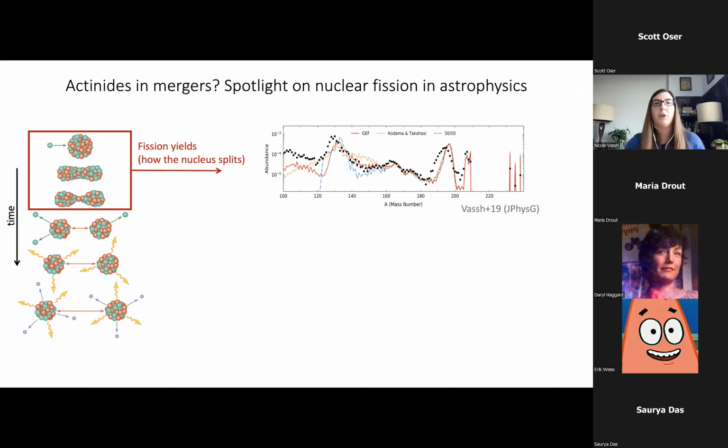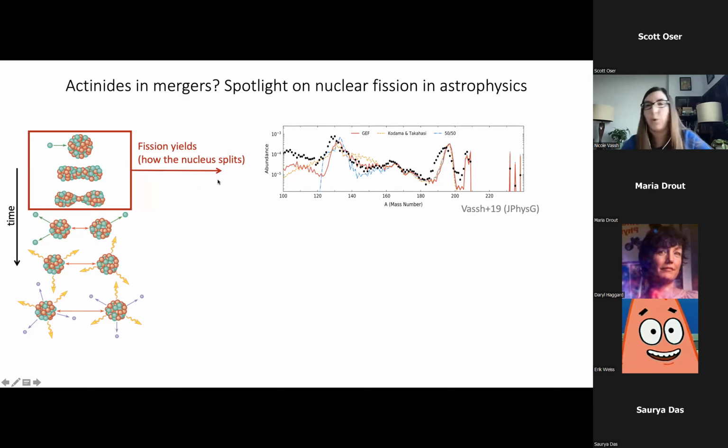So let's talk a little bit about actinides and mergers. Once you have mergers and you have this very neutron-rich ejecta that can get out, how you're treating fission within your theoretical calculations to predict the abundances really adjusts your lanthanides. Here, if you remember, is where your lanthanide abundances were. So our predictions for our lanthanide abundances depend on how we treat the split of these nuclei.